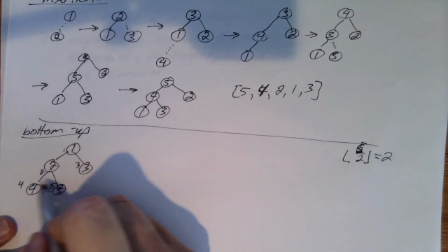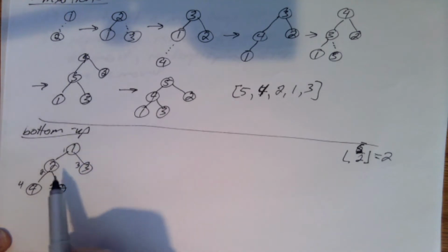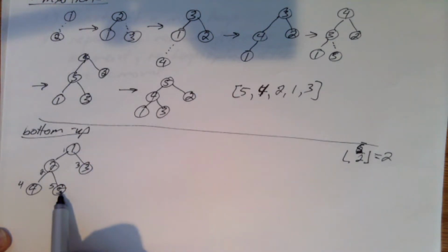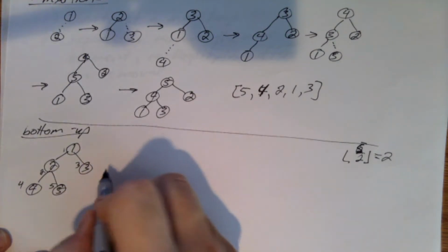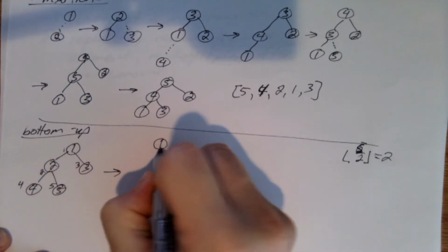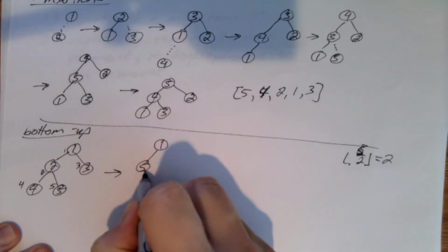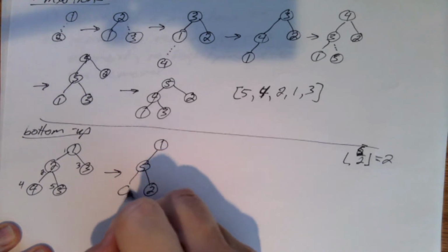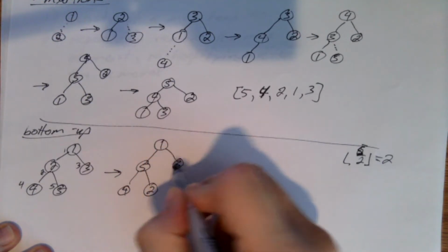So we look at this and we want to fix this if necessary. We compare 2 to 4 and 5 and see that 5 is the largest. So we still have 1. Now we have 5 here, 2, and the 4 and the 3 stay where they're at.